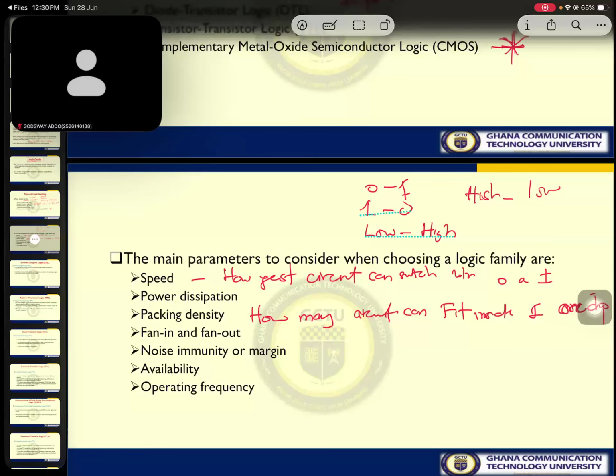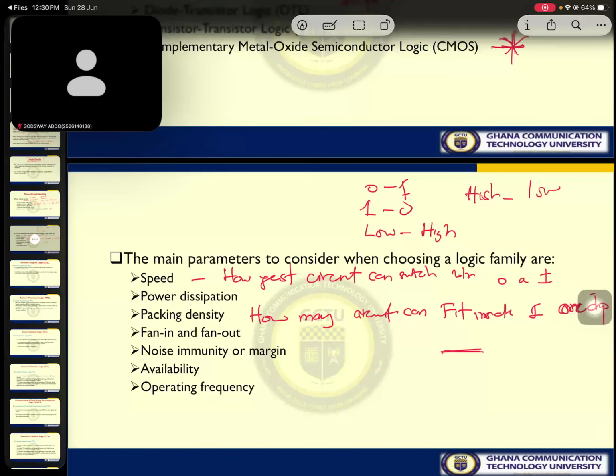So the speed is usually discussed using propagation delay, because propagation delay is the time it takes for the output of the logic gate to respond after the input has changed. Immediately the input changes, the output needs to respond. If there is a delay in response, that is what we call the propagation delay. If a logic gate has a small delay, it is a fast gate. If it has a large delay, it is a slow gate. Now, the operating frequency is different.